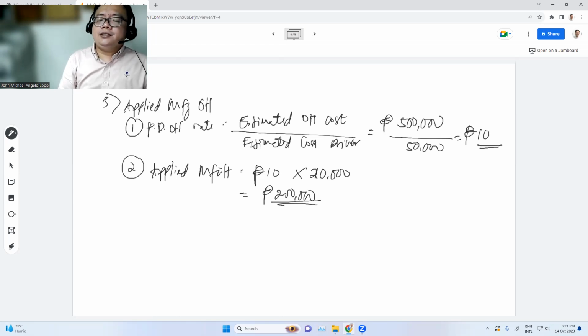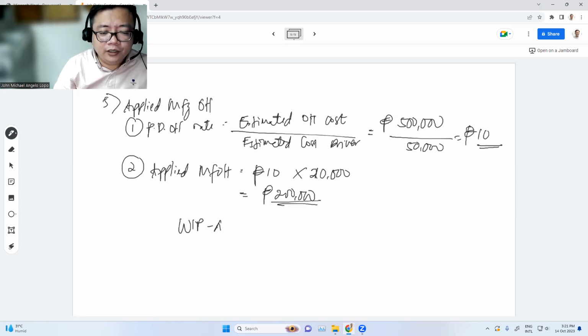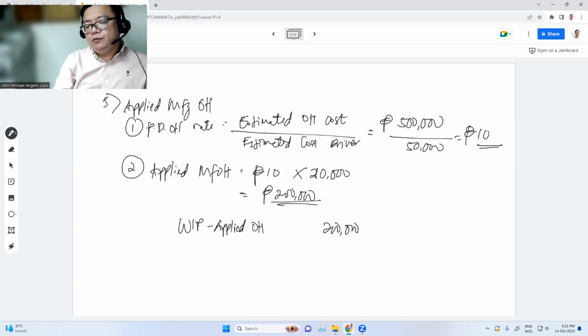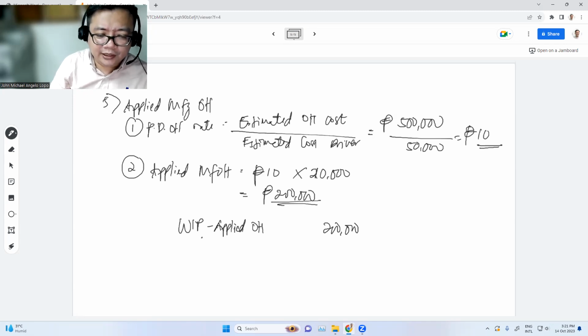So what is the entry for this? Again, the reason why we compute first for the estimated is that at the end of the month pa natin makikita kung magkano ang ating manufacturing overhead. Okay, so what is the entry for this? The entry is debit work in process, particularly for our applied manufacturing overhead. Magkano yung class? 200,000. What is your credit? Of course, ang credit natin here is our manufacturing overhead.